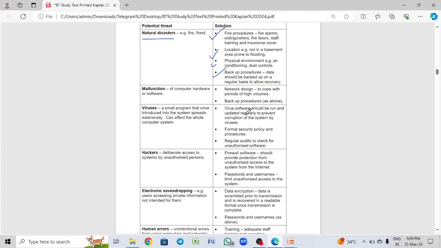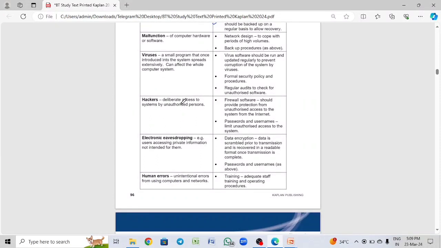We can have an antivirus installed in our computers. We can have a formal, regular check, and security policy and procedures. And we can have a regular audit to check for unauthorized access, like I told you. Now hackers, how can we protect our data from the hackers? Again, the firewall software, the passwords, and the usernames, to limit those unauthorized accesses.